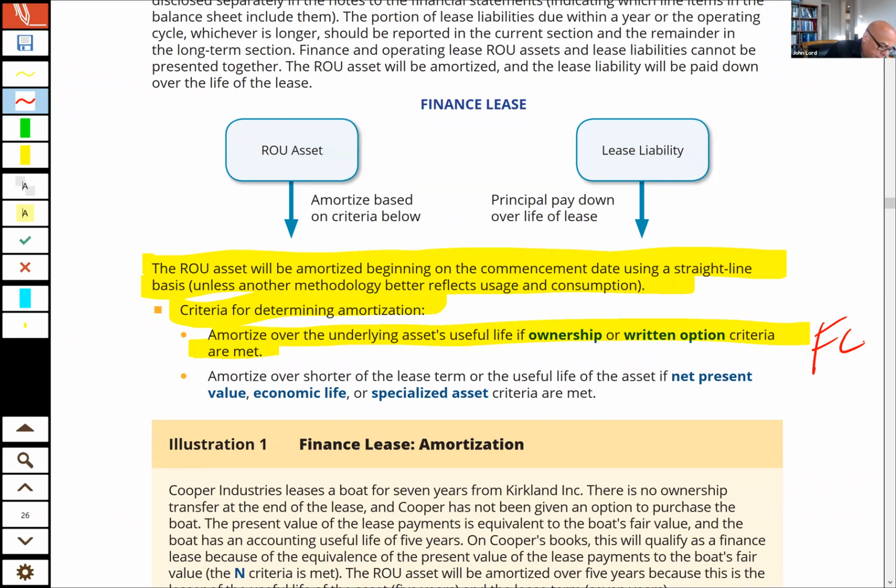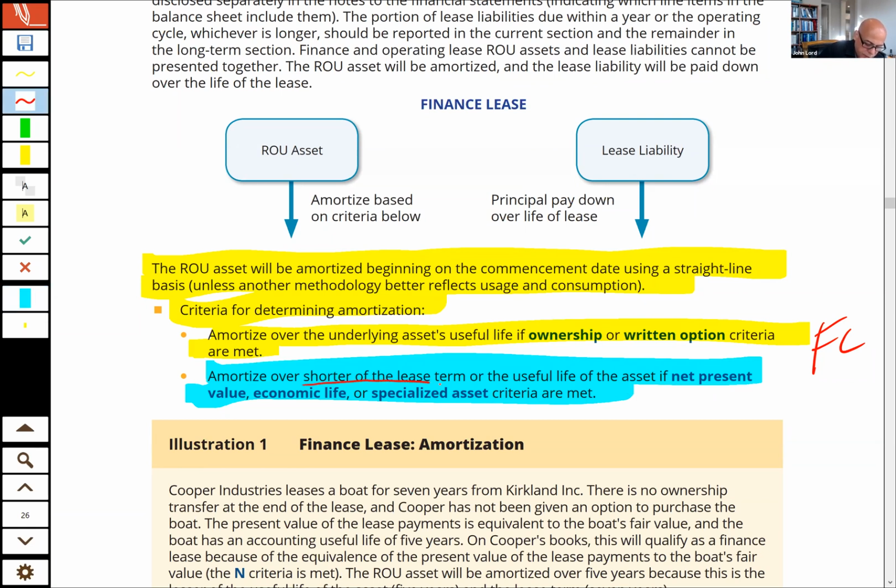If we have met the requirements because of net present value or economic life or specialized asset, then use the shorter of the lease term or the useful life, whichever is shorter. The idea here being that in the first case, in the yellow here, you're going to end up with the asset, so just use the asset's life. If you're in the blue over here, maybe you're not going to end up with that asset at the end, so amortize it over the shorter of the term of the lease or the useful life.